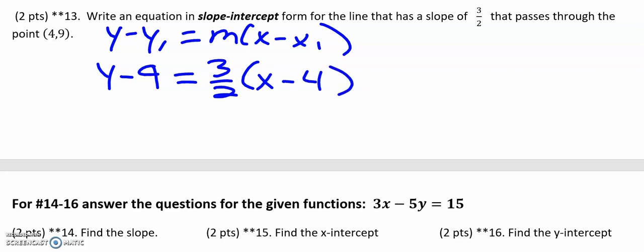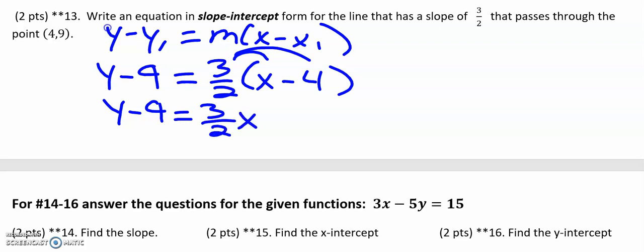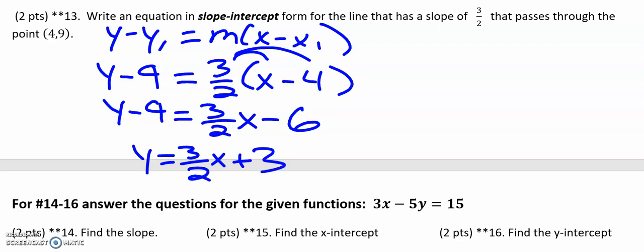I need to clean this up now. I'm going to distribute the 3/2. This side is nice, does not change. Over here, 3/2 times x is nice and simple, 3/2x. And 3/2 times negative 4 is negative 6. To get y by itself, simply add 9. And we have y equals 3/2x plus 3.